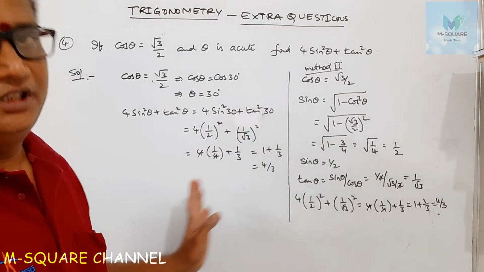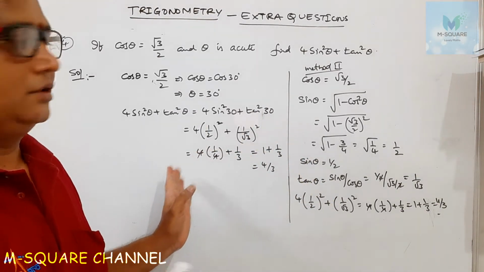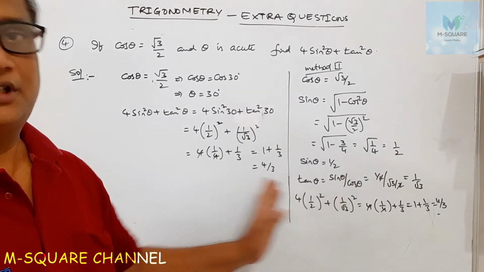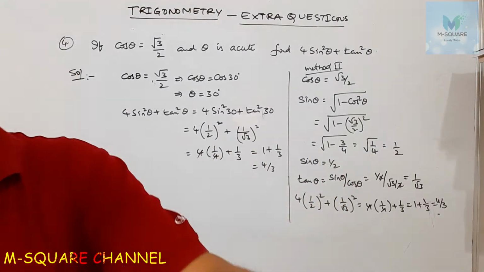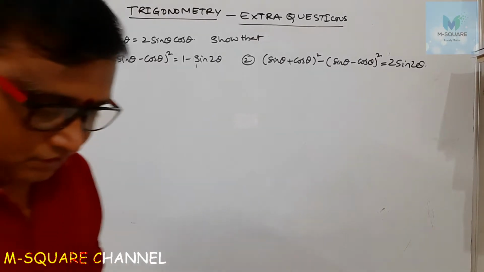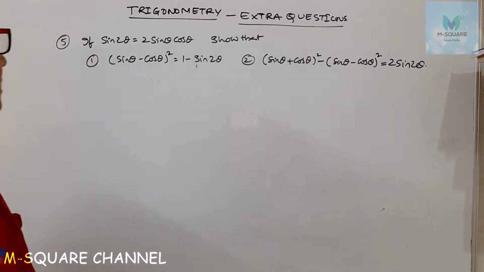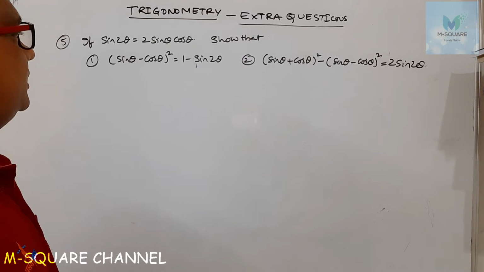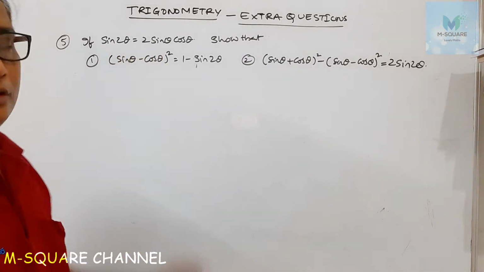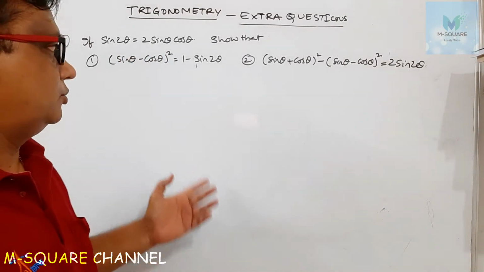This is the first method. If you are interested in this method, you can do it. Otherwise, you can do it in this method. Any method is better, both are the same. In this question, sin 2 theta equals 2 sin theta cos theta. Actually, this is the rule, so this is one type of formula also.